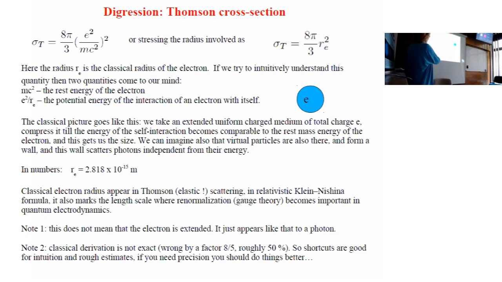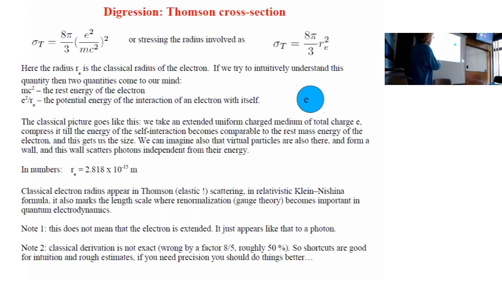So here you see that you have the radius, and you get the radius using mc square and e square. If you think what mc square is, this is the rest energy of the electron, rest mass of the electron times c square. Then if you use e square and the radius, you can also construct another energy, which would be the potential energy of the interaction of the electron with itself. So even from dimensional analysis, you can see that if you require that the rest energy of the electron is equal to the potential energy of the self-interaction of the electron, you will get the classical radius.